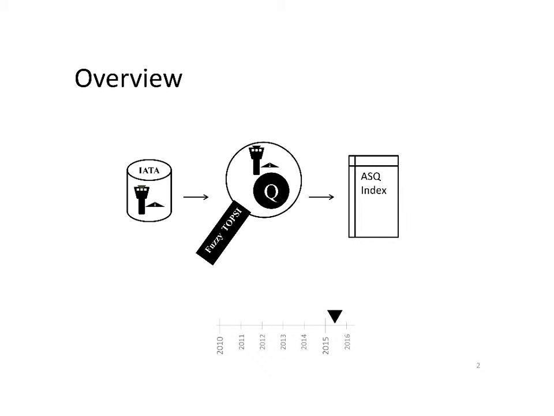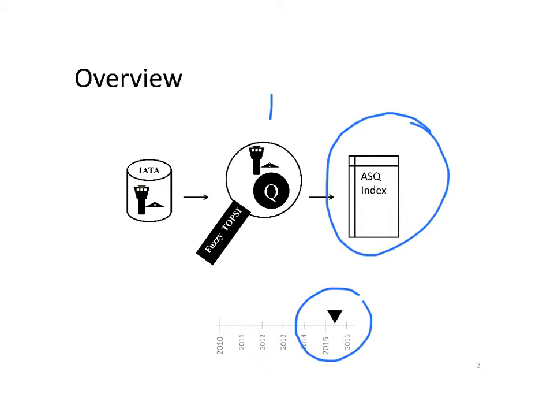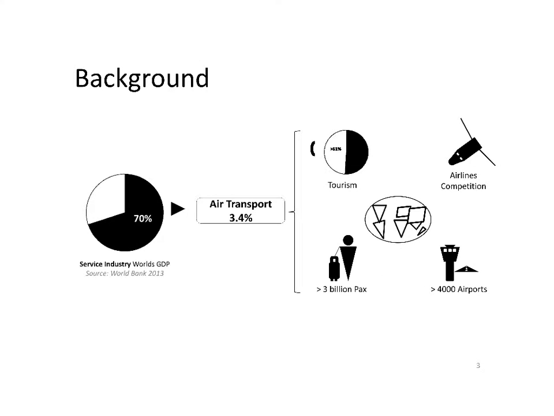As an overview, one of the main objectives of this article is to calculate the Airport Service Quality Index, a kind of airport ranking. The methodology used is a combination of FOSI theory and TOPSIS, and the data used is a database generated by IATA with over 40,000 surveys to passengers. This research was carried out during 2015.